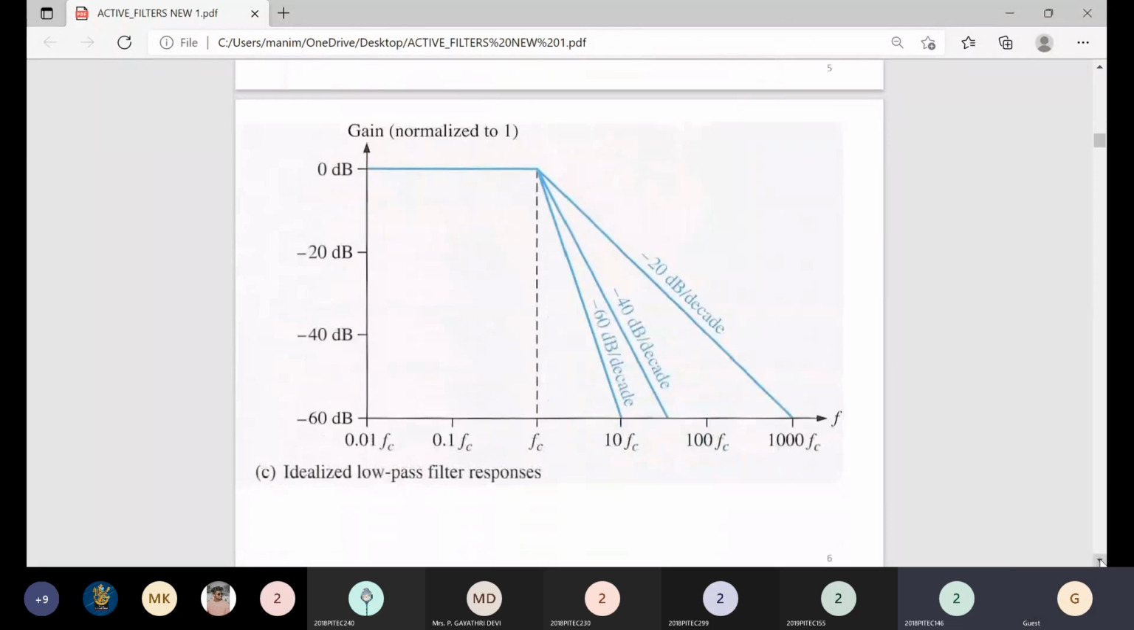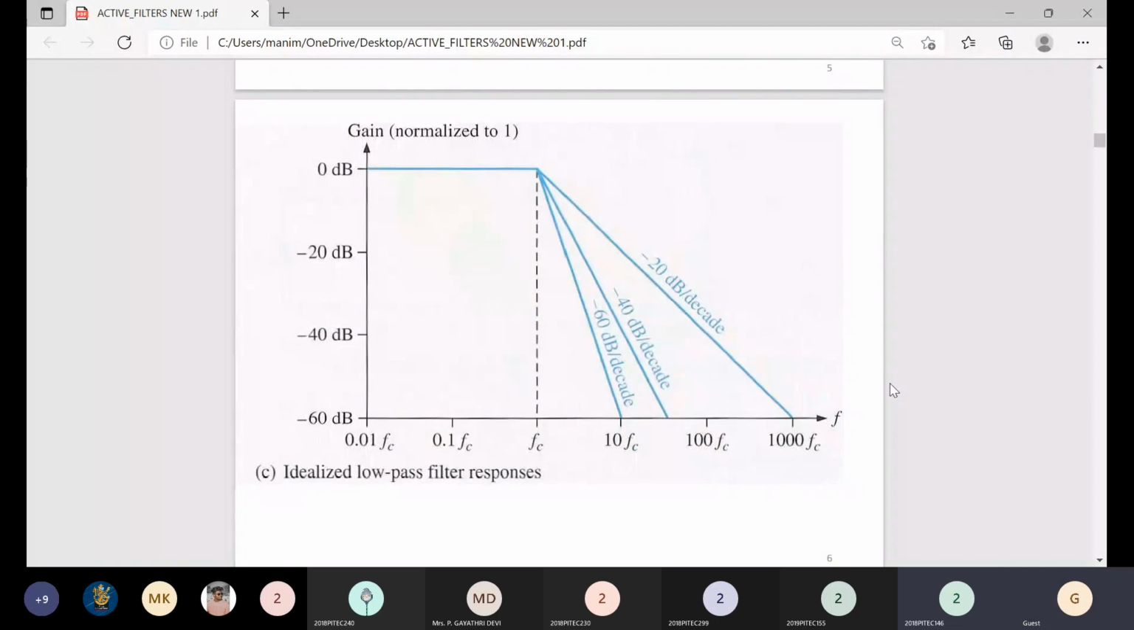Depending upon the number of poles, which depends upon the RC network, the gain decreasing rate is minus 20 dB per decade for one pole. With 2 poles, the gain decreasing rate is minus 40 dB per decade. With 3 poles, the gain decreasing rate is 60 dB per decade. This is for the idealized low pass filter frequency response.